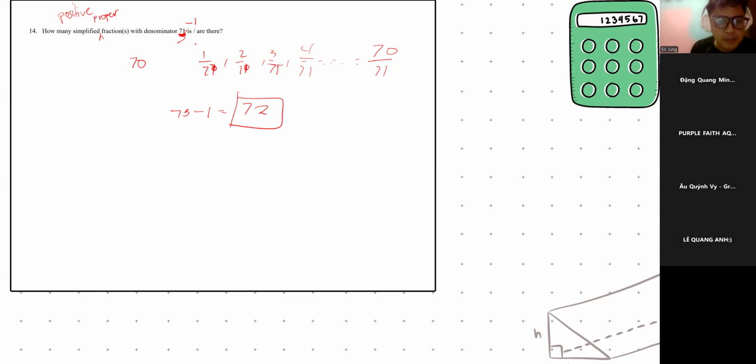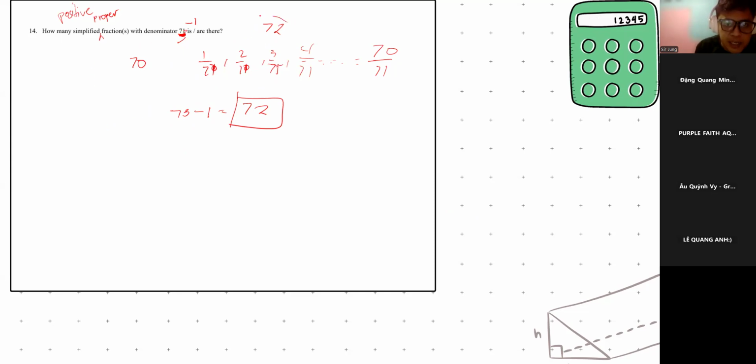So this only works if it is a prime number. If this is not a prime number, you will need to use Euler's quotient. So let's say we have 72. How do we solve for the number of simplified fractions for this one?